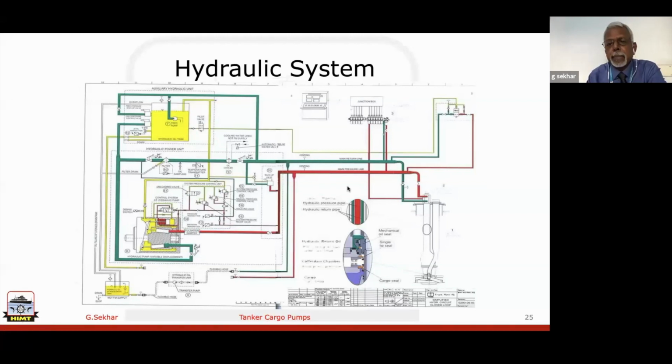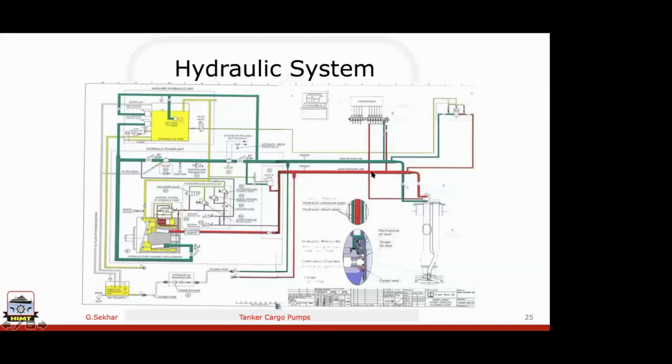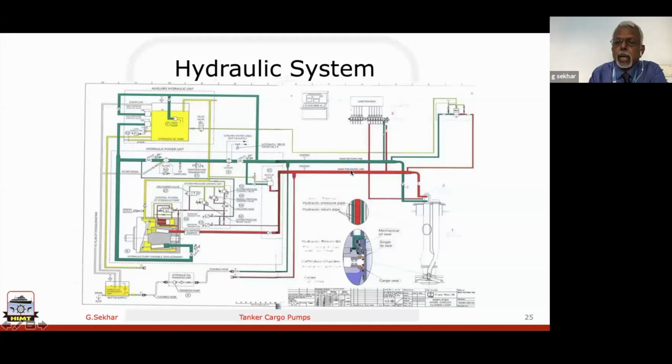In your ship, you need to see. In some of my ships, I had right up to 140 bar, 240 bar. Now, this is the pressure manifold, and this is the return manifold. You know that green line, what you see, that is the return line. Now, from here it goes all the way.